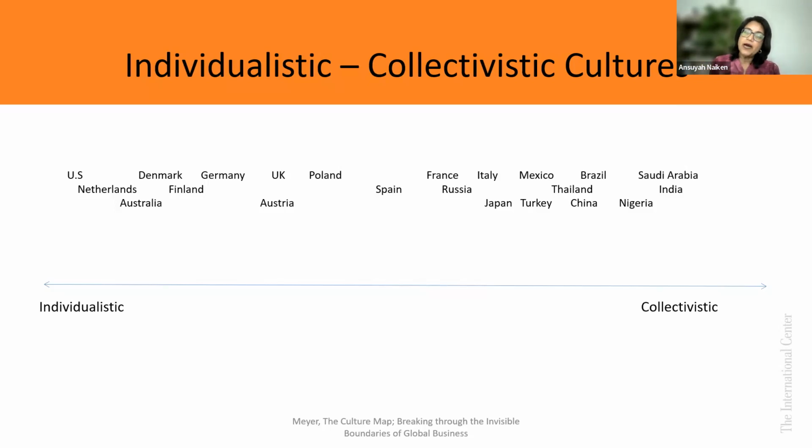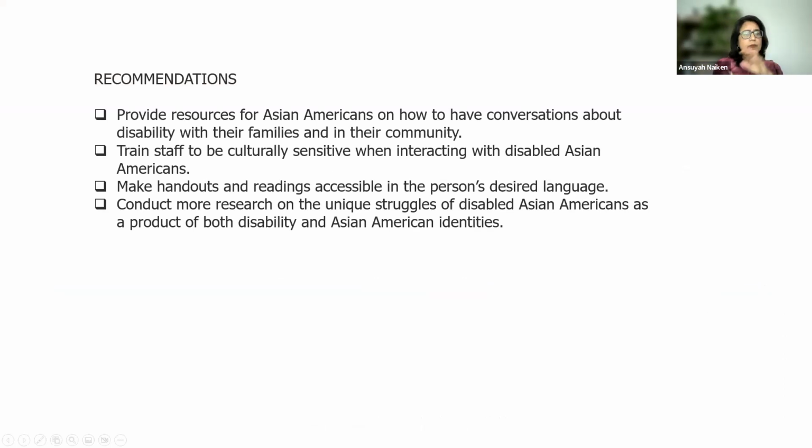So that's the good part of it, is that the community is slowly starting to open up, slowly starting to engage with members outside their community to engage in these conversations around disability. So a couple of things, and the next slide will show just a couple of things that you can think about in terms of what can be done when you're reaching out to the Asian American community. Provide resources on how to have conversations about disabilities with their families.